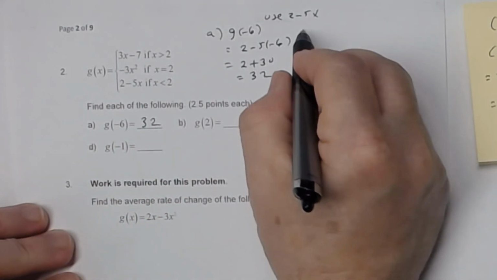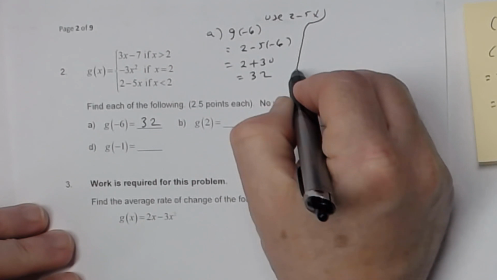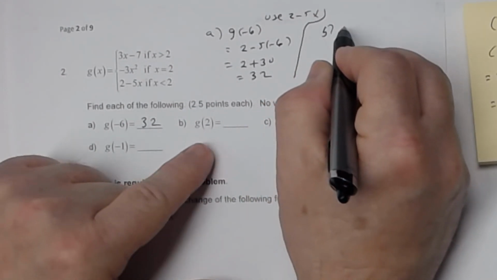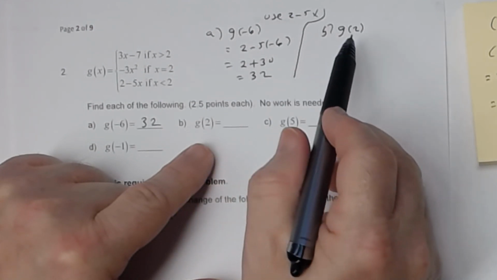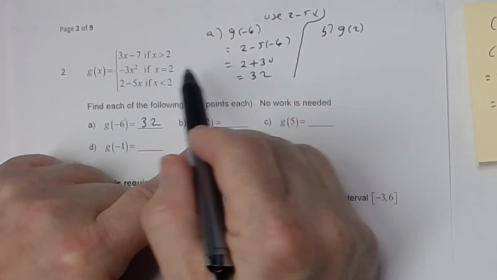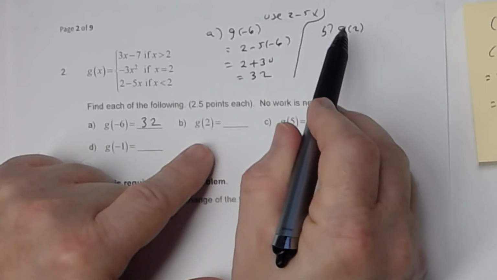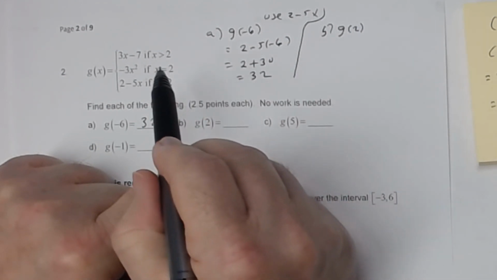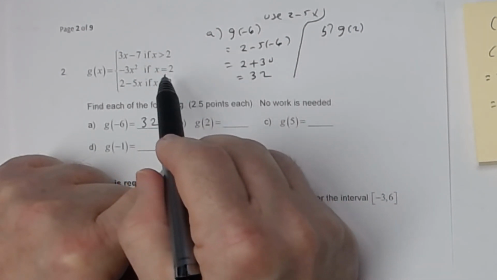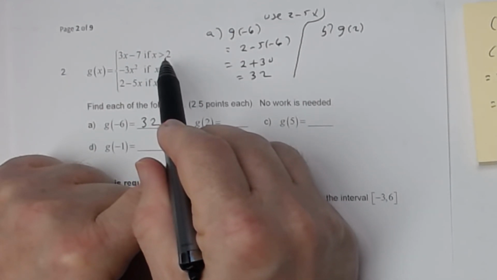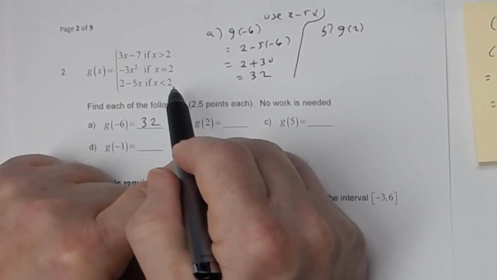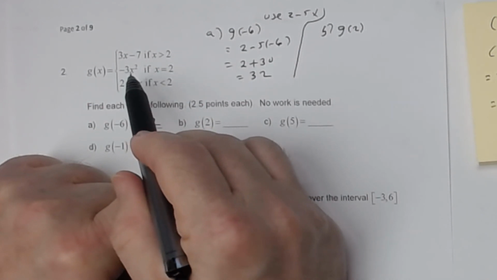Letter B, I'm going to go ahead and do that here. You want to find g of 2. Okay, so we're going to go through the same thing. So I got to use one of these, and that's dependent on what this value is. This value is 2, and the only one that fits here is this one here. So 2 equals 2. 2 is not greater than 2, and 2 is not less than 2, but 2 equals 2. So I'm going to use this function.